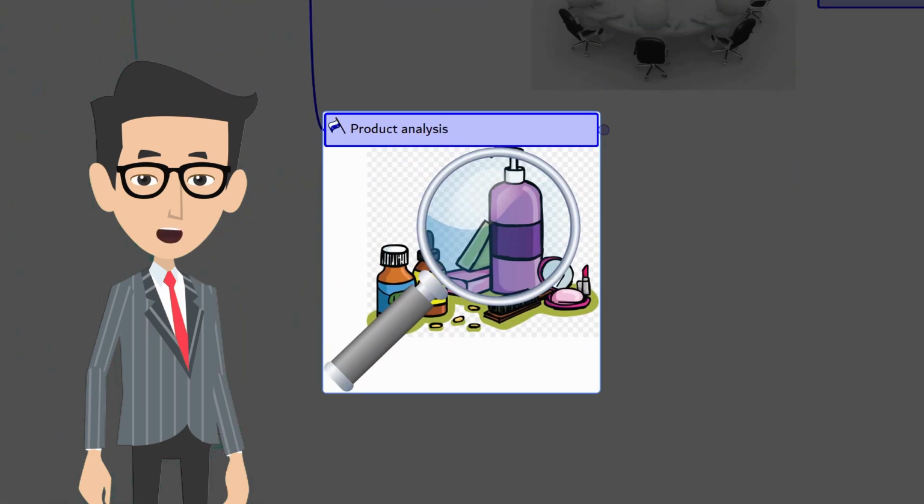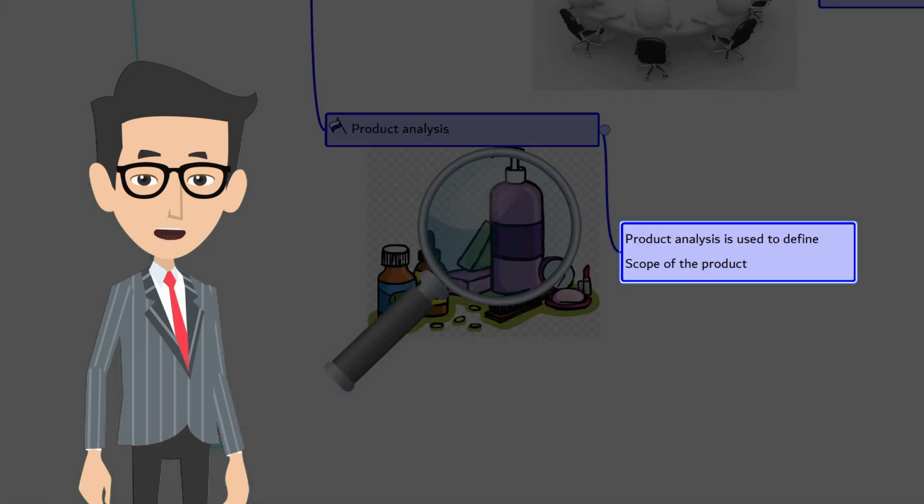The next is product analysis. Product analysis is a tool that is used to define the scope of the product. In the Project Charter, the requirements will be at a high level. I hope you remember it.